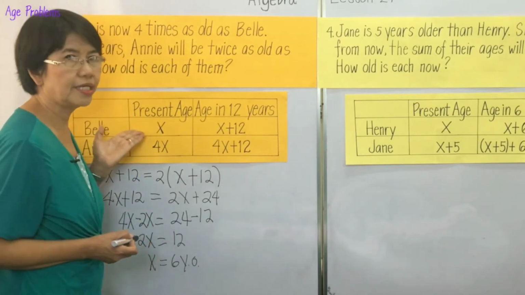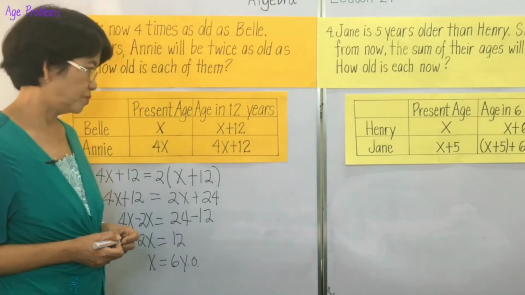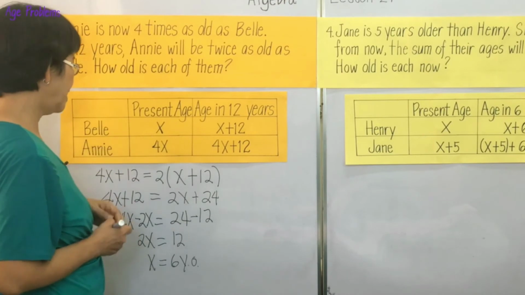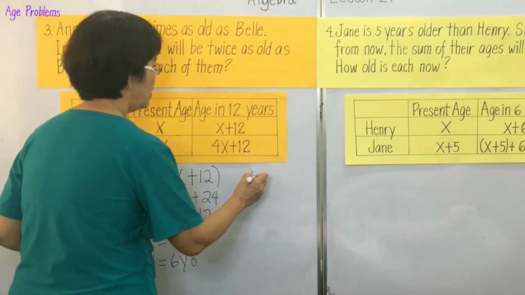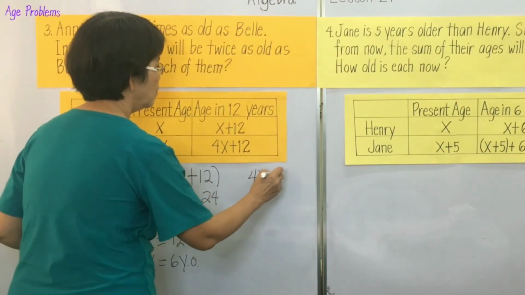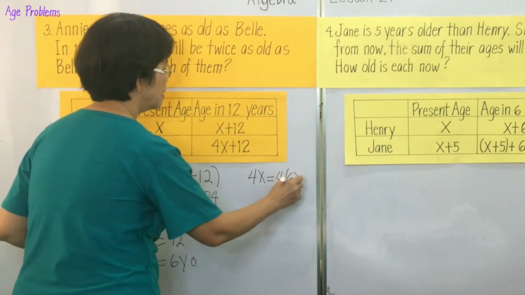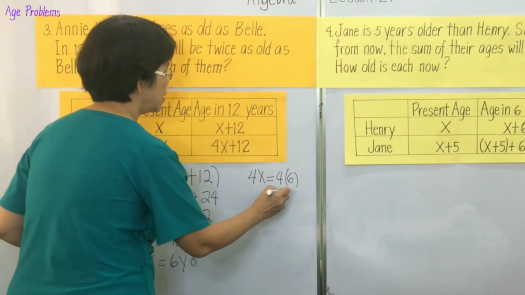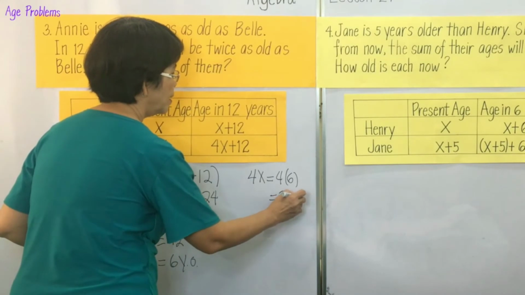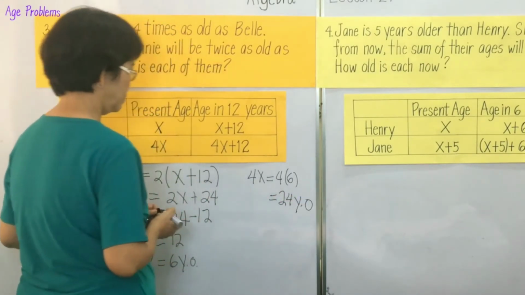Therefore, Belle is 6 years old. And then Annie's age is 4x, or 4 times 6. Therefore, Annie's age is 24 years old.